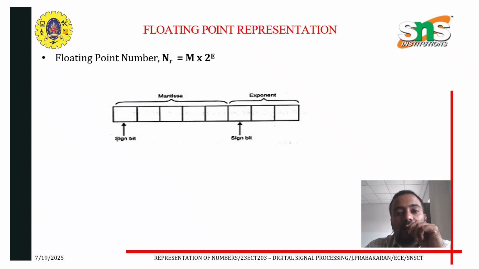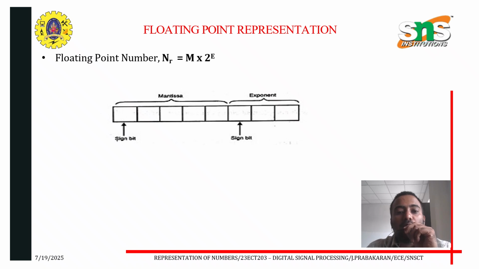And finally, we will discuss the floating point representation. Floating point is represented by N suffix r, which is equal to capital M into 2 power capital E. M is called mantissa and it will be in binary fraction format. The value of M will be in range of M greater than or equal to 0, less than or equal to 1, and E is called exponent, and it is either positive or negative integer.